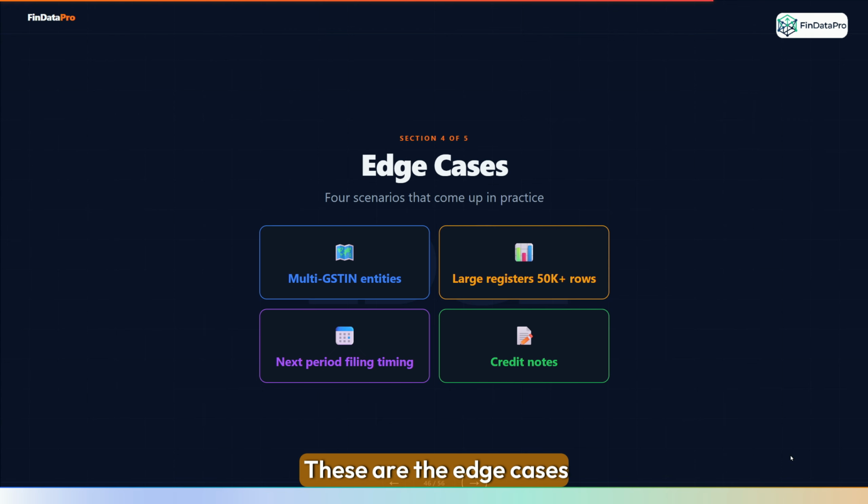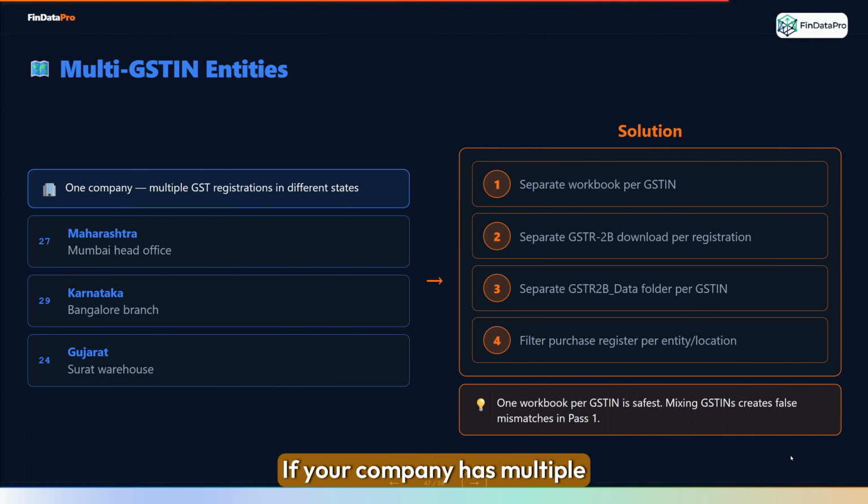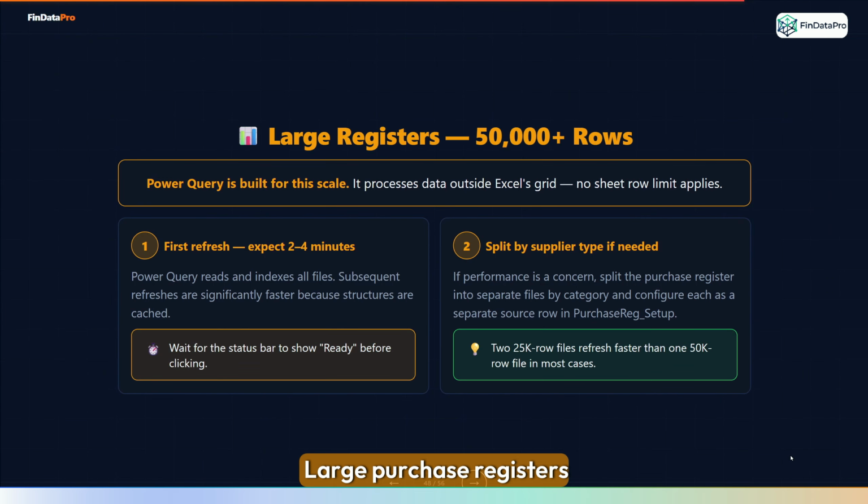4 scenarios that come up regularly. These are the edge cases. Multi-GSTIN companies. If your company has multiple GST registrations, run the tool separately for each GSTIN. Each has its own GSTR-2B download and its own GSTR-2B data folder. One workbook per GSTIN. Large purchase registers. For registers with more than 50,000 rows, the first refresh can take up to 4 to 5 minutes. If performance is a concern, split by supplier type, domestic in one file, import in another, and configure rows in purchase register setup tab.